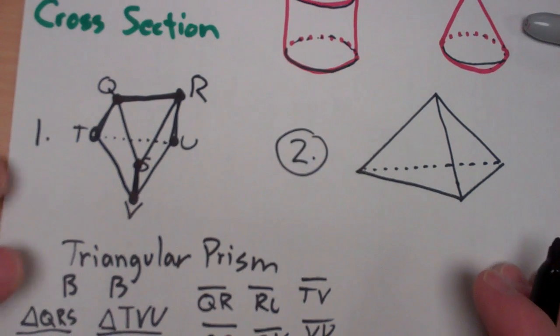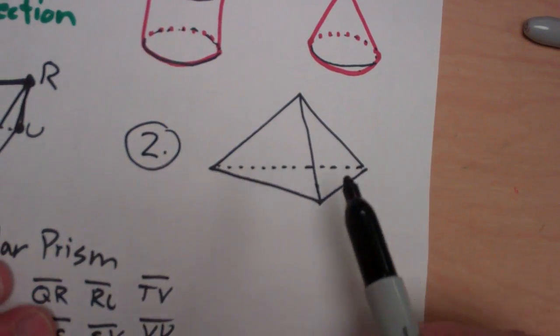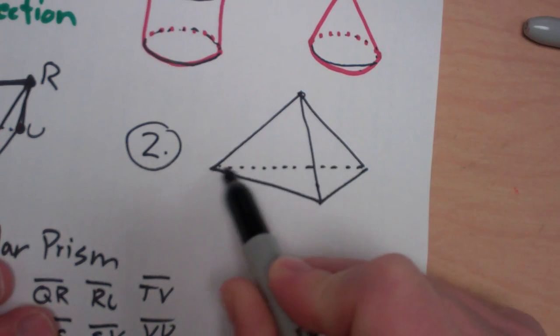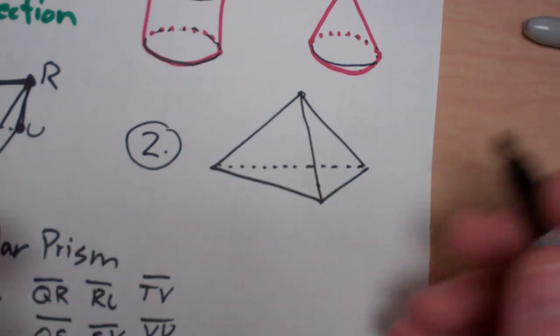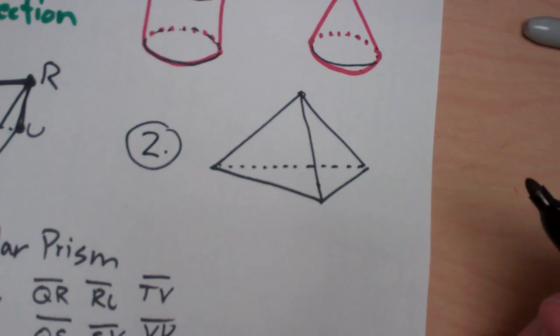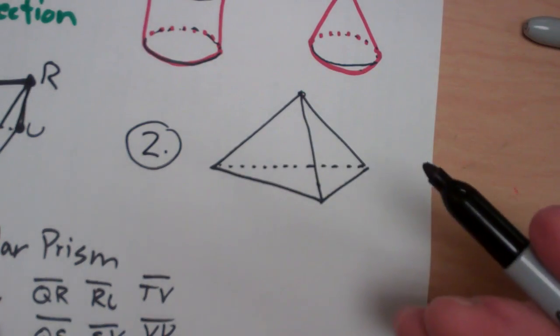All right, number 2. Last thing it says is describe the shape resulting from the cross section shown. Well, first of all, let's talk about what shape this is. It's a pyramid. It comes to an apex from a base. The base is a triangle, so this is called a triangular pyramid.